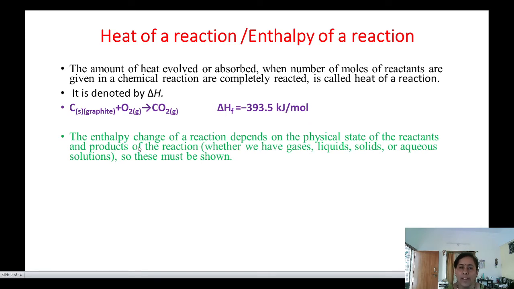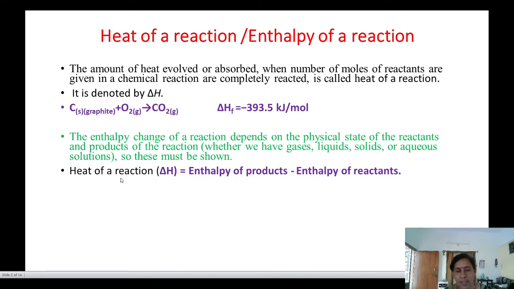Now, the enthalpy of a reaction depends upon which factors? First is the physical state of reactants, second is the products of the reaction. We have gases, liquids, solids or aqueous solutions as the states of substances that we must know. In other words, heat of a reaction, which can be shown by delta H, is equal to the enthalpy of products minus the enthalpy of reactants.